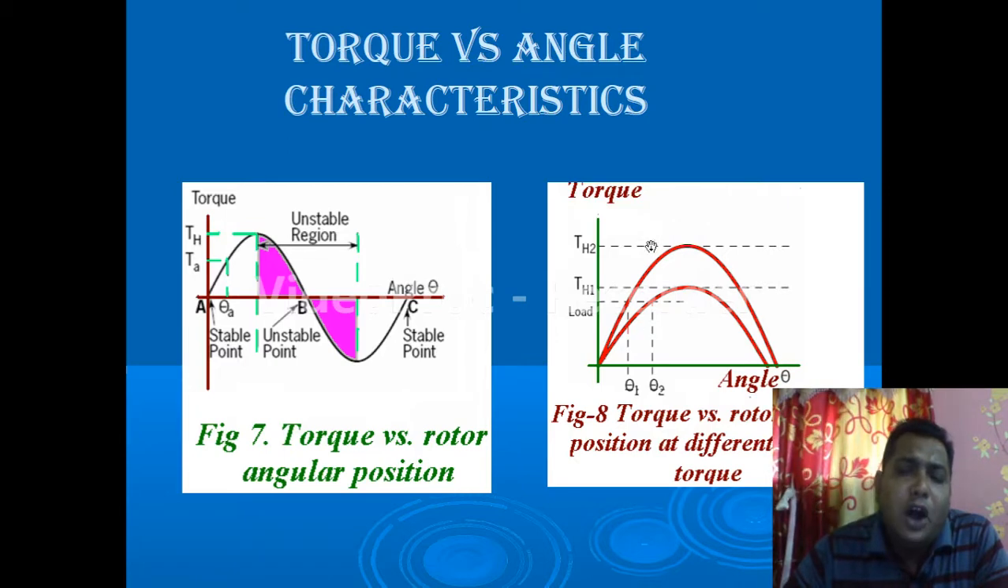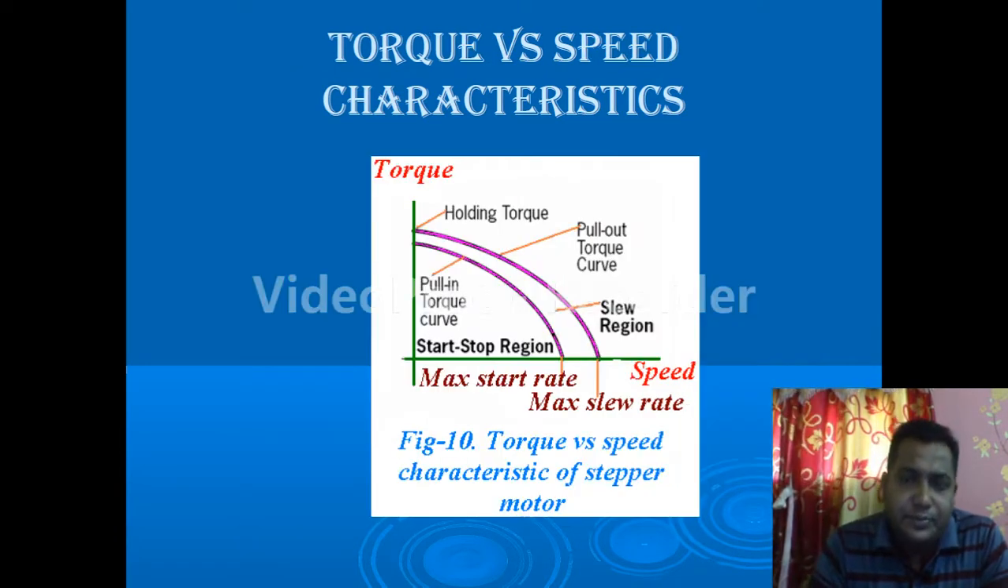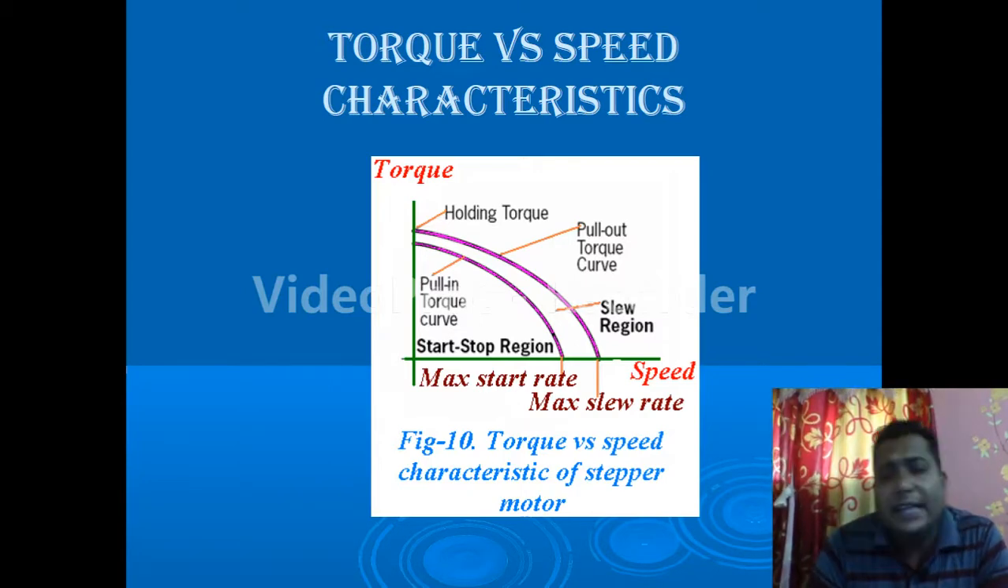So different torque levels are represented in the right hand side diagram, which shows that for the same load line, different angles are generated in the torque angle characteristics. Now this is the torque versus speed characteristics. Here in the x axis we have considered the speed, and in the y axis we have considered the torque.